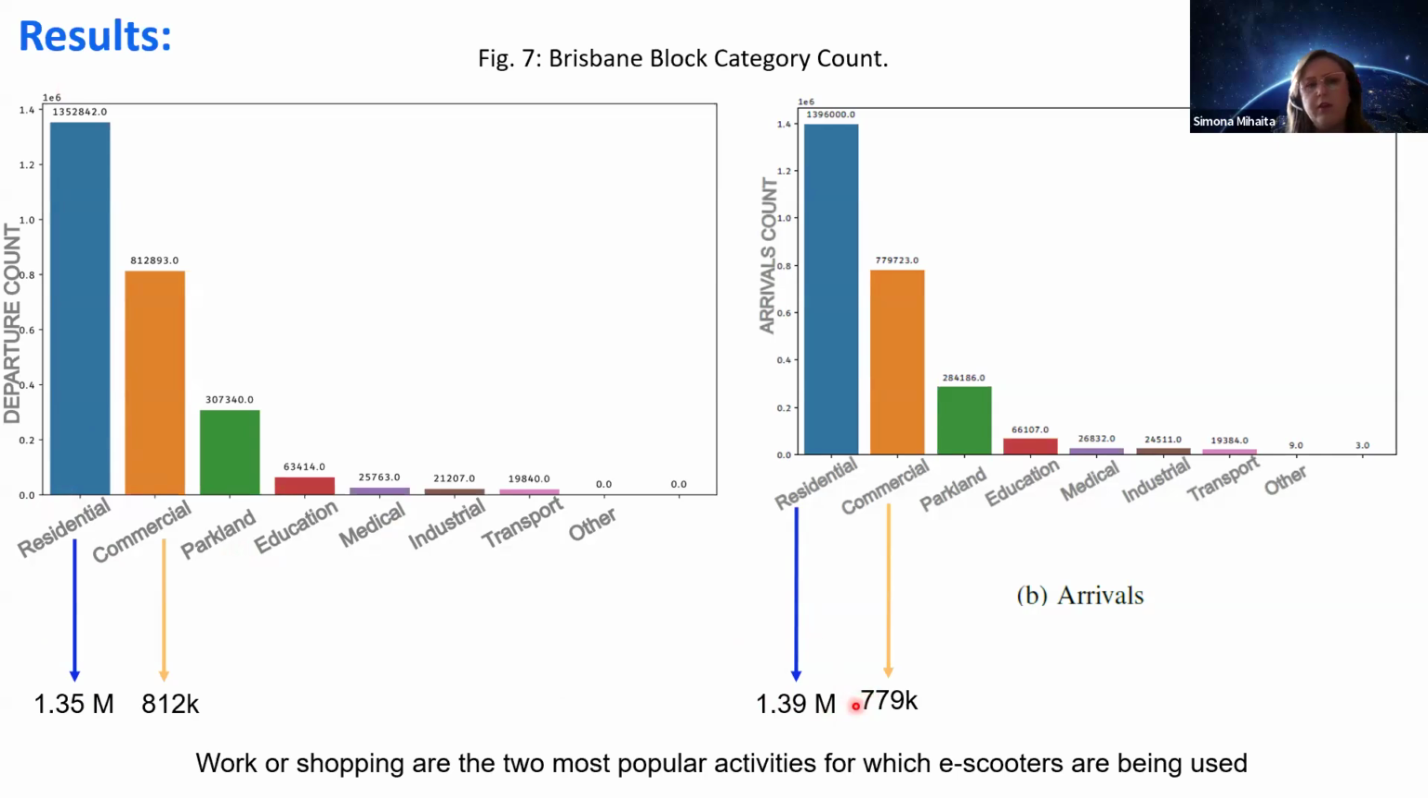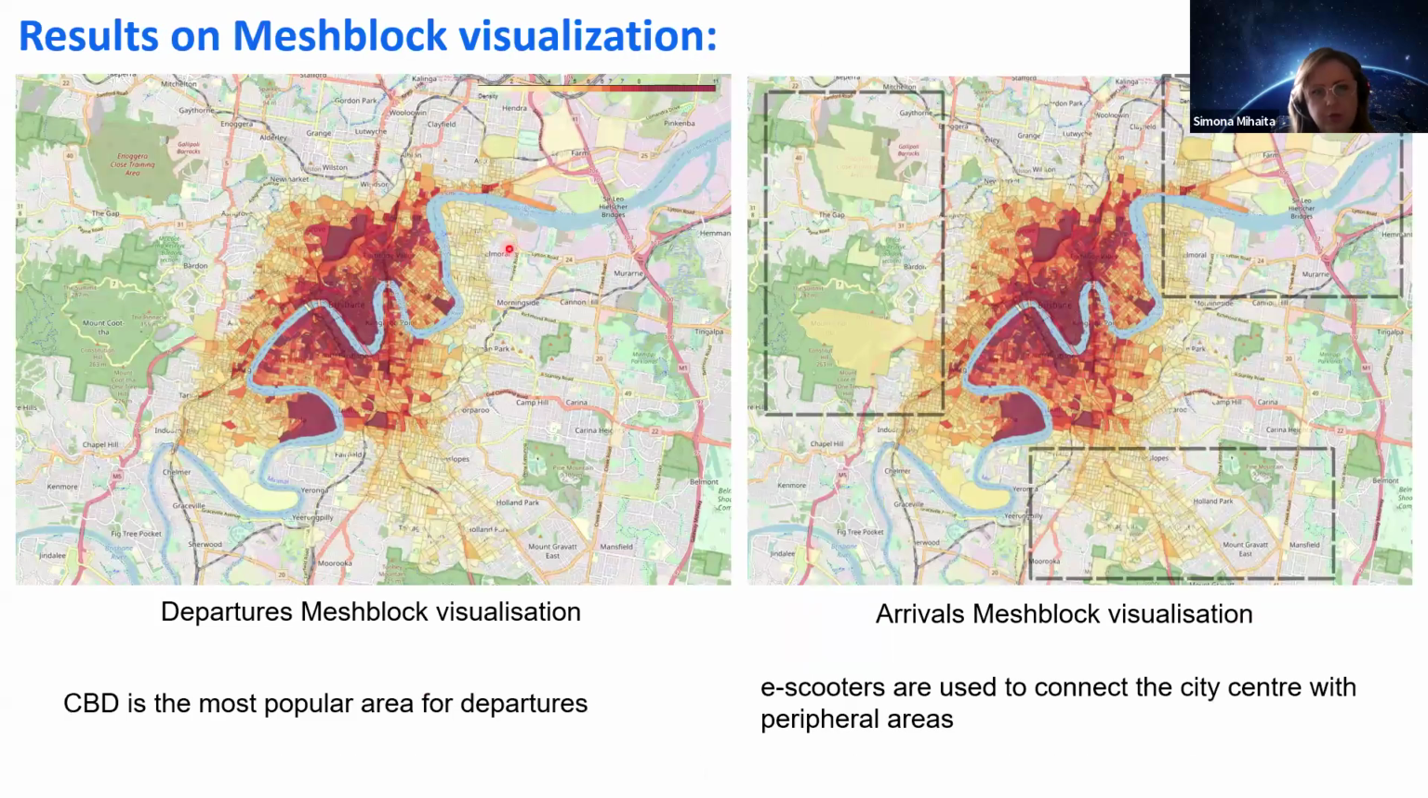So definitely people are using them for residential, going to work and going back home. Also, they're using it for commercial activities, which means going for shopping or things like that. There are also other categories like going to parks or education or medical, etc., but these are much lower in intensity. When we looked at the mesh block distribution, we realized there are also some differences between departures and arrivals.